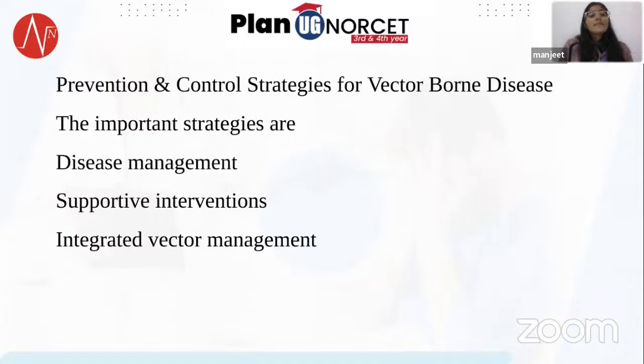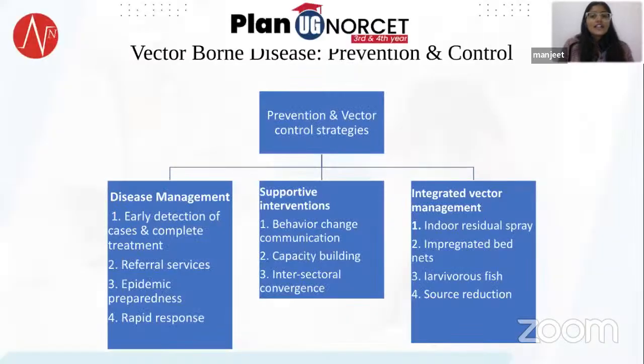So there are 3 main headings under which you have to write the preventive and control strategies, which are disease management, supportive interventions, and integrated vector management. So under the prevention and control, as I said, disease management, supportive intervention, and integrated vector management. Ab har ek ke andar kya aa raha hai? So disease management mein 4 cheeze aa rahi hain.